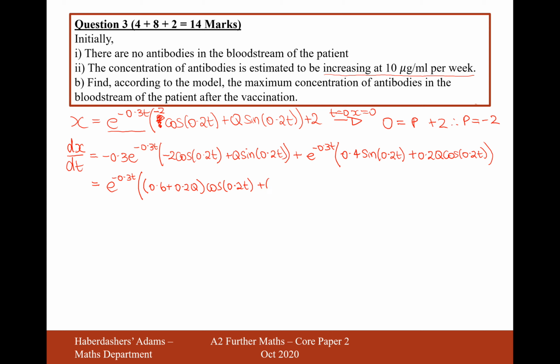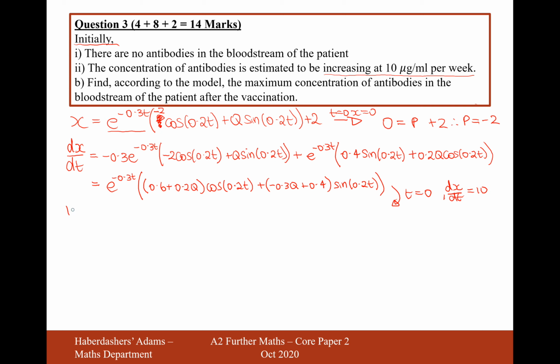And then sine is going to be minus 0.3q, and then plus 0.4 sine 0.2t. Right, okay, so that's the answer for the differential. Now when we substitute t equals 0, the concentration of the antibodies is said to be increasing. Oh yes, it's still initially, so still when t equals 0, we're going to have dx by dt equals 10.